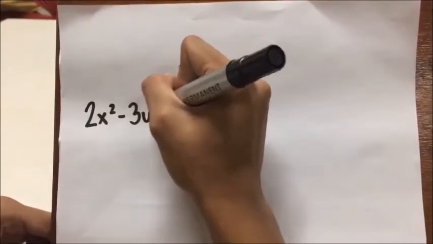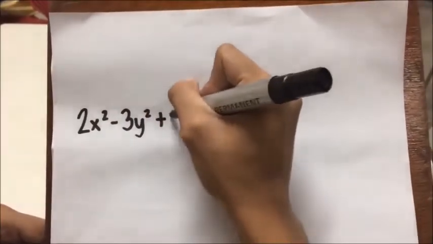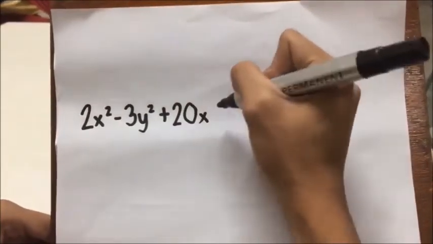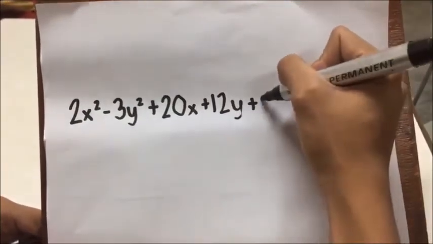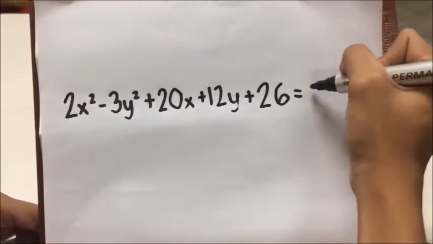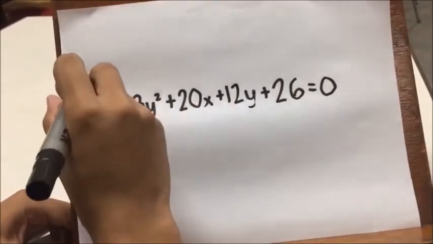Then by simplifying and combining like terms, you get 2x squared minus 3y squared plus 20x plus 12y plus 26 is equal to 0.